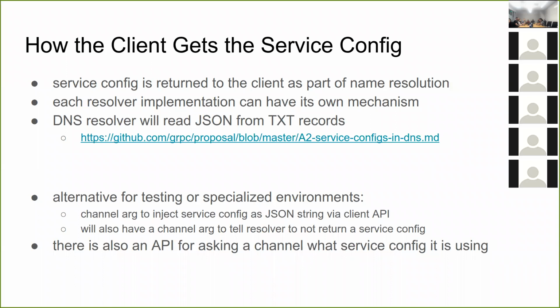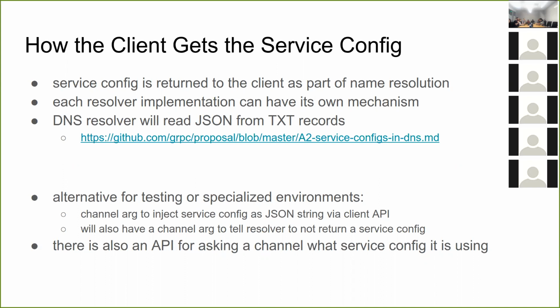There is another way of getting the service config into the client directly via the client API, via a channel arg. This is useful for testing. There are also some cases in which you're in an environment where you are in direct control of all of the clients and you already have some mechanism for pushing config changes to the client, and you just want to use that existing infrastructure and not build your own resolver implementation that knows how to deal with that. You could use this in that sort of environment as well. We don't necessarily recommend this, but it is available if that's what you want to do.